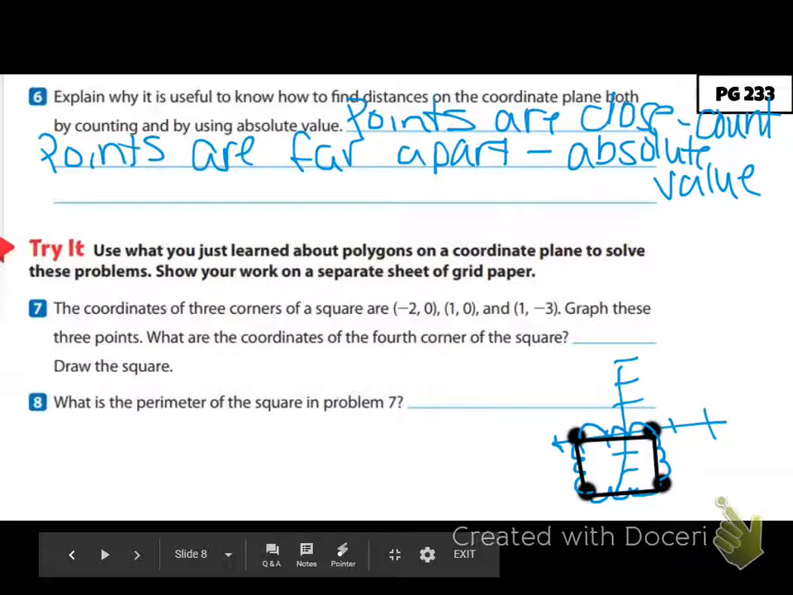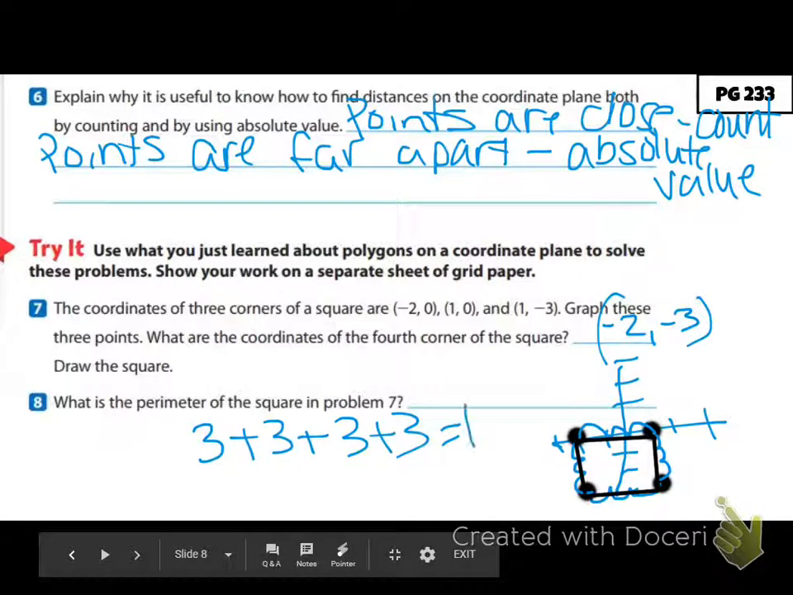So it says, what are the coordinates of the 4th corner of the square? Well, we would be at -2, -3. Number 8, what is the perimeter of the square in problem 7? Well, since it's a square, and we've already counted them up, each side was 3. So I'm going to take 3 plus 3 plus 3 plus 3. When I get that total, it would be 12 units.